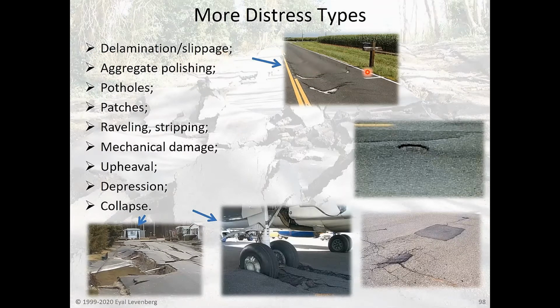Delamination or slippage. This is something that happens when asphalt overlays an old asphalt and there's not a good bond between the two layers. And so horizontal loads can promote the tearing of the overlay. In this picture here, you see a post box where the post vehicles stop and accelerate to deliver a post or to take letters.